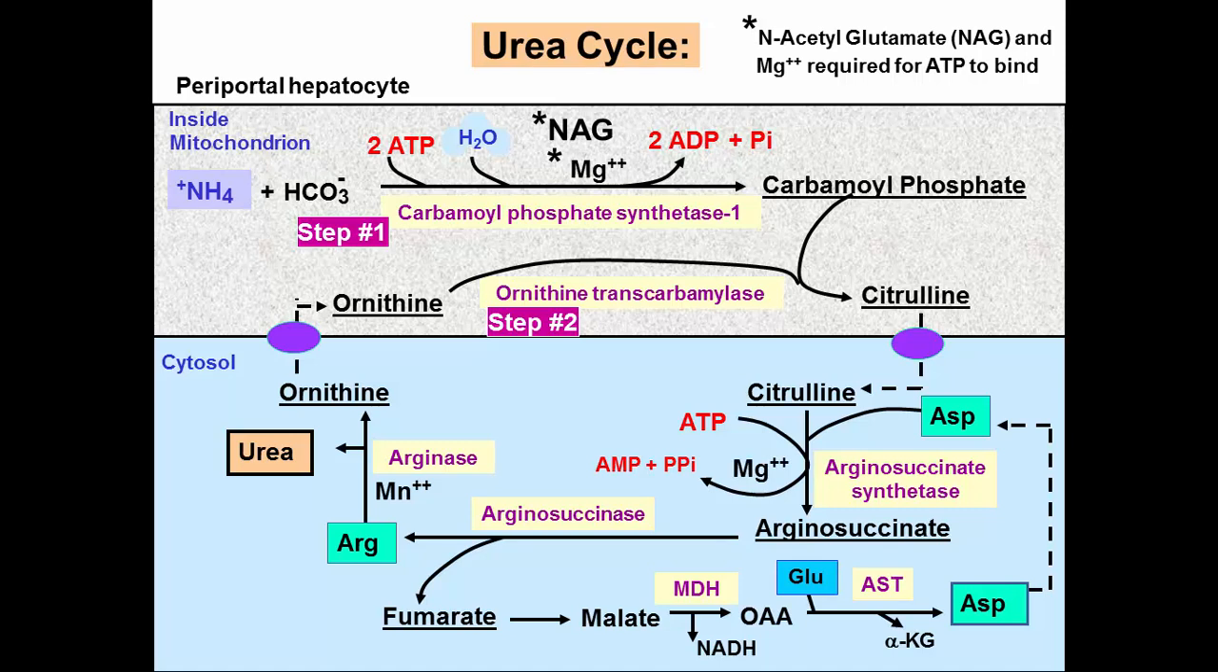And then we break arginosuccinate apart to yield arginine and fumarate, and then we get the last step where arginine gets broken down to yield urea and ornithine. So I'm going to go through the steps independently now. I'll click my animations here.